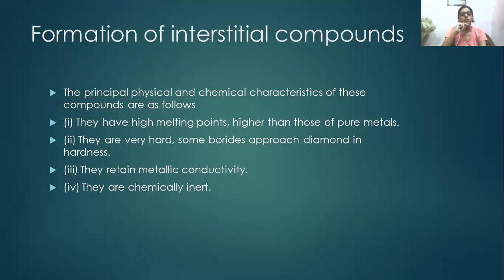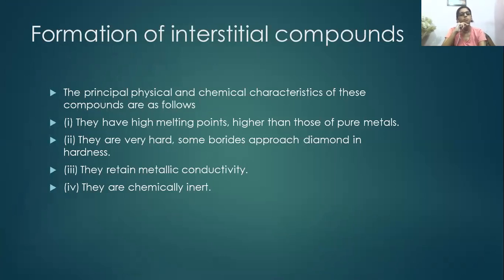The principal physical and chemical characteristics of the compounds are as follows. They have high melting points, higher than those of pure metals. Second, they are very hard. Some of the borides approach diamond in hardness. Third, they retain metallic conductivity. Fourth, they are chemically inert.